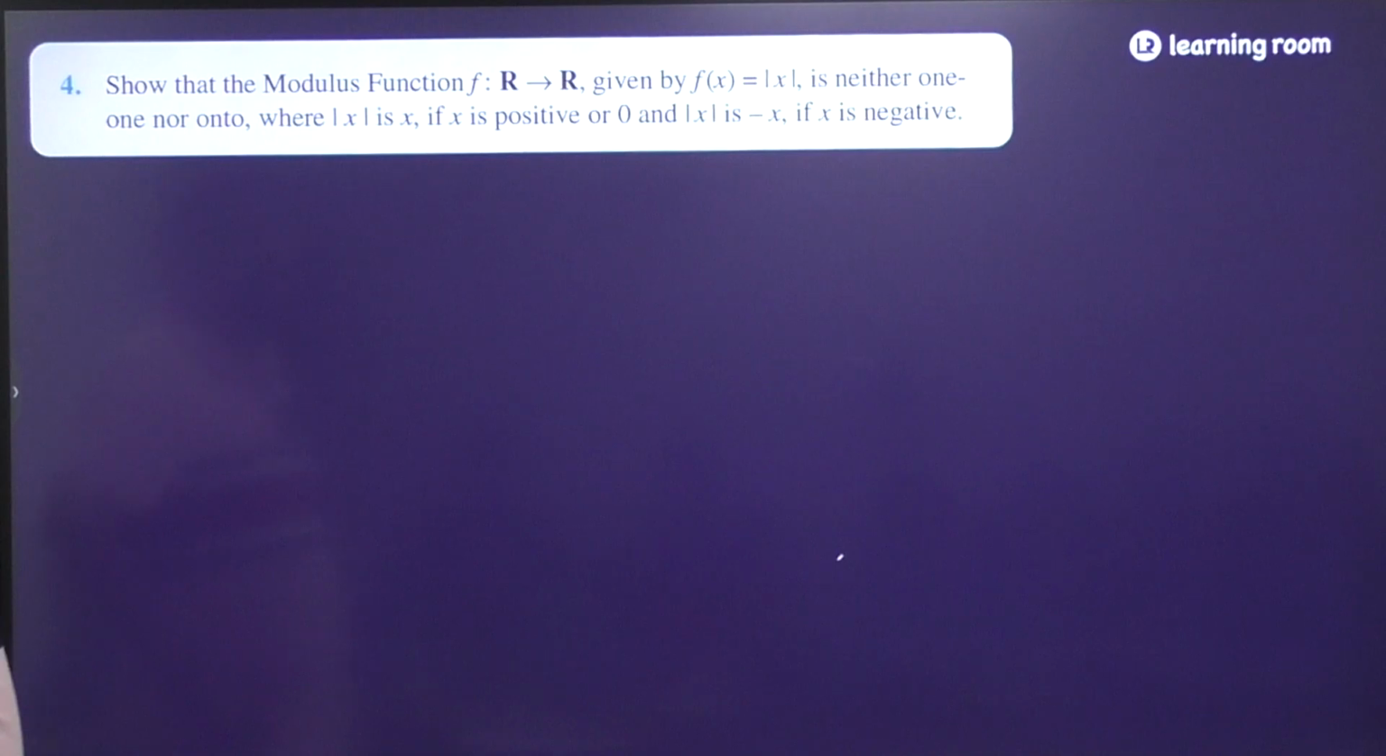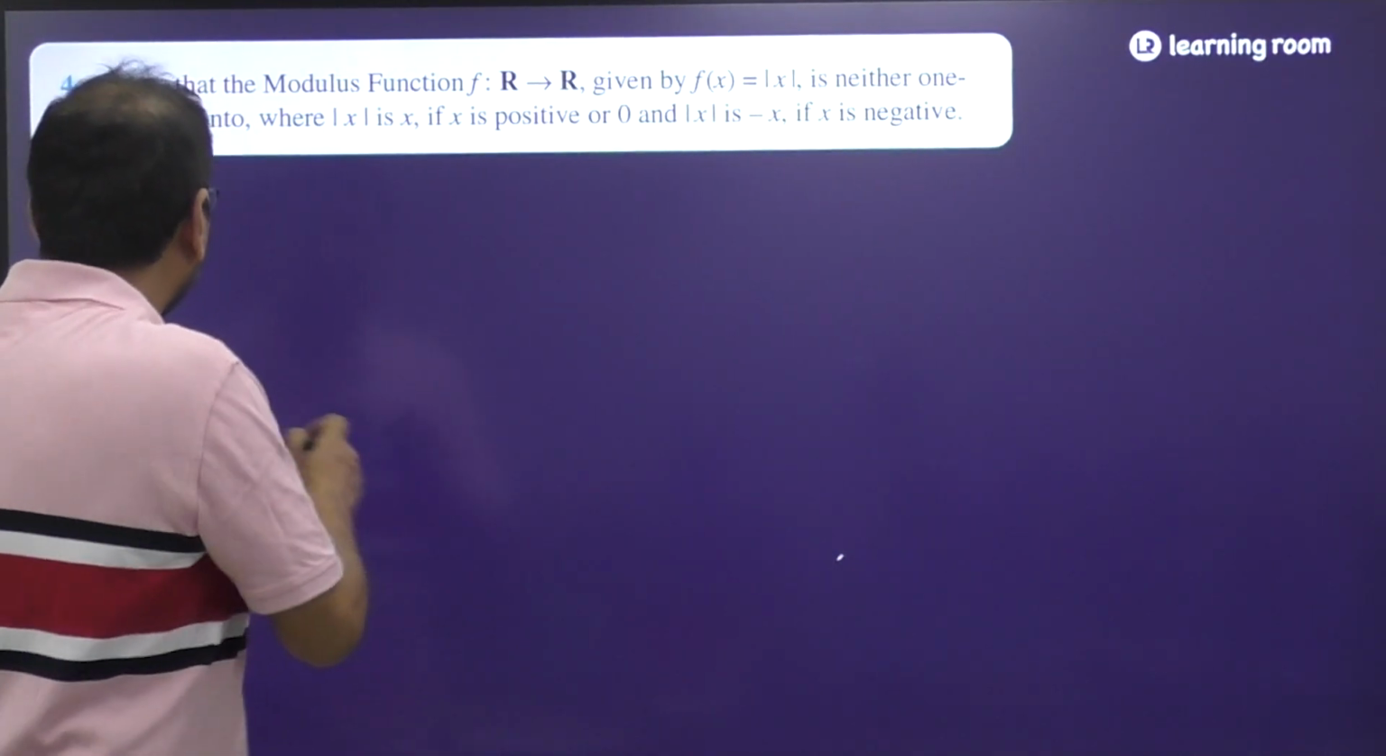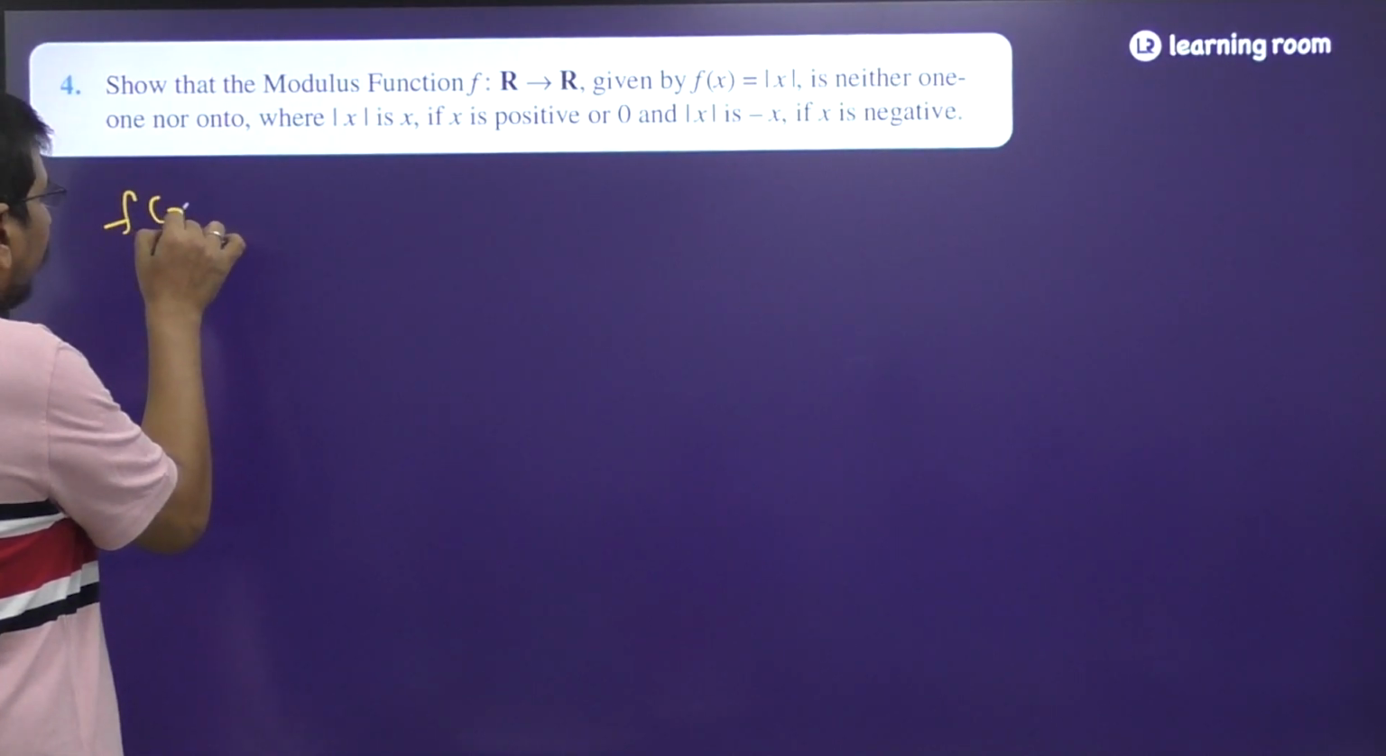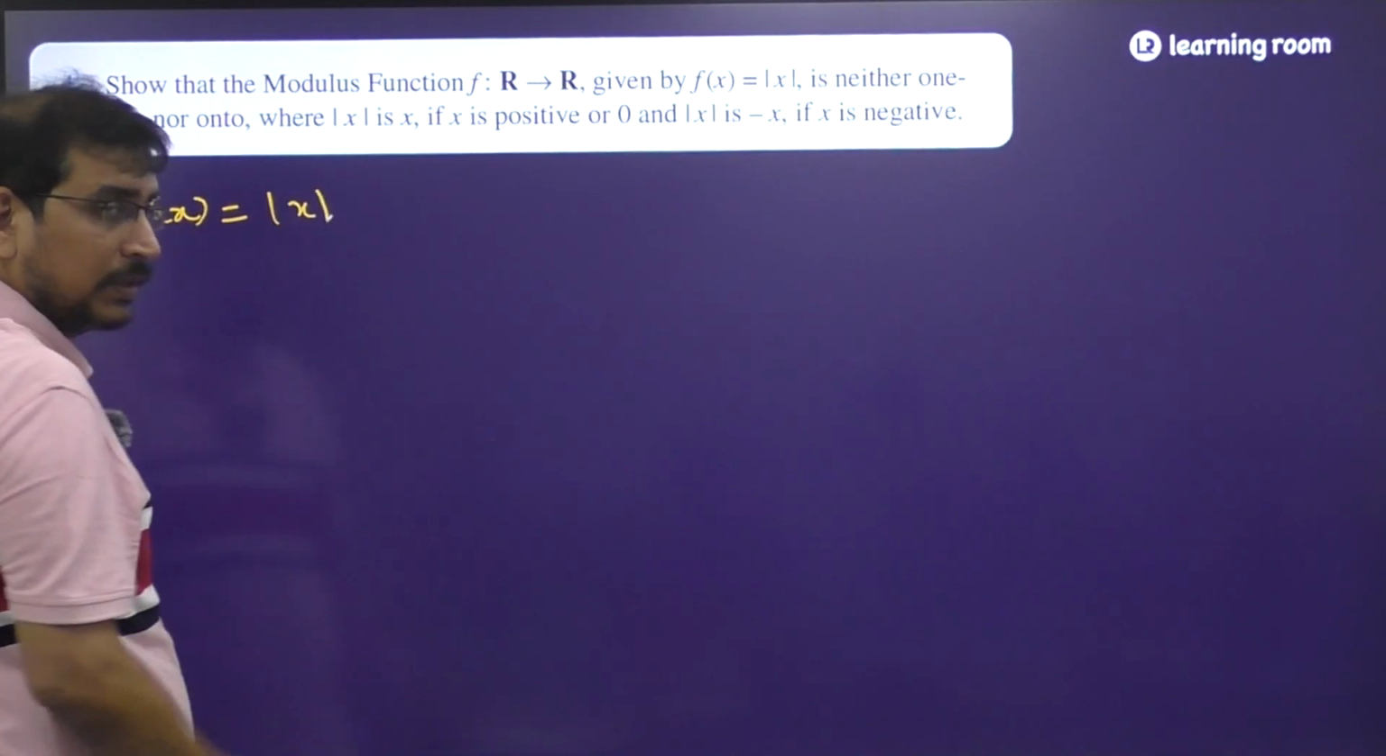Show that the modulus function f mapping from R to R given by f of x is equal to mod x is neither one-one nor onto, where mod of x is x if x is positive or 0, and mod of x is negative of x if x is negative. So everybody knows the definition of this. f of x is equal to mod x. How do you define it?